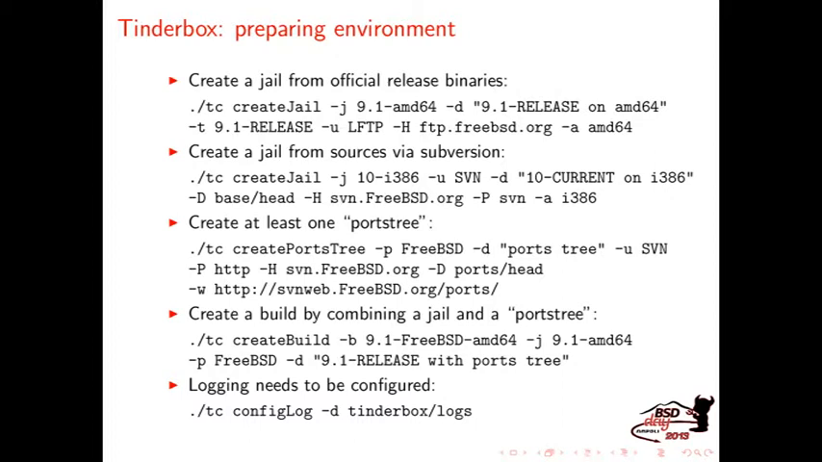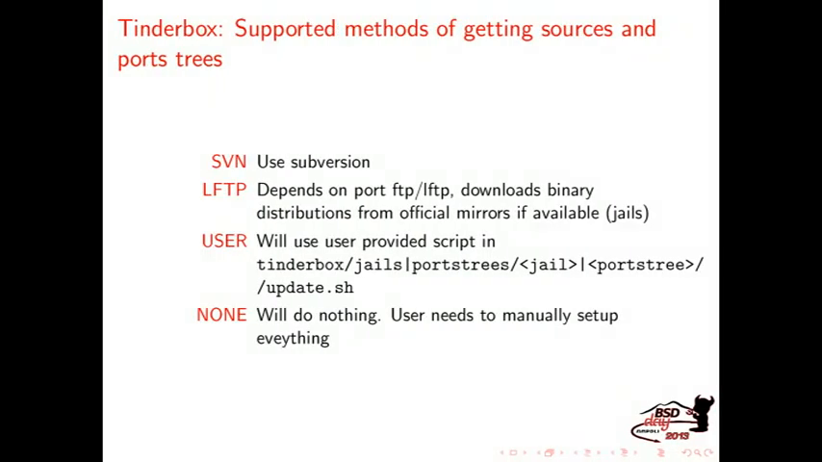This Tinderbox here stands for the base installation path of Tinderbox, which is usually /usr/local/tinderbox, but can also be changed. Tinderbox is a little more difficult to configure at the start than Poudriere, so it requires some manual work. We now see Tinderbox supports the following methods: download sources and ports, subversion, and LFTP will use the port FTP and LFTP to download binary distributions, supported only for jails.